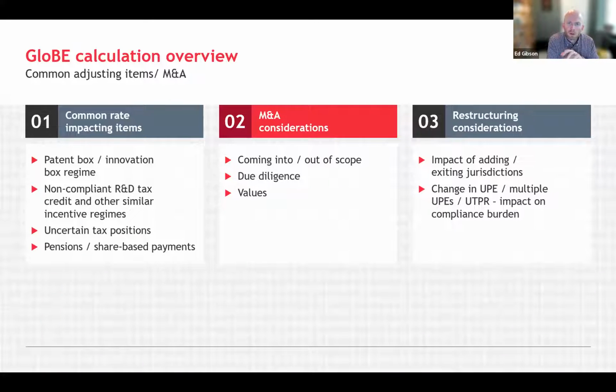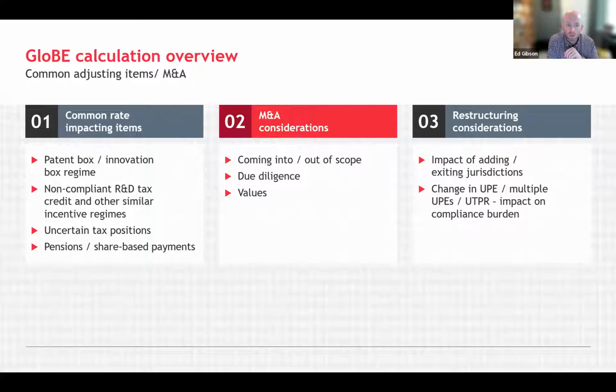The most common ones that we're seeing at the moment are things like patent box. So the UK patent box is something that would drag down the ETR in the UK. That would mean that you may fall below the 15% if you've got a lot of profits sitting within the patent box. Things like non-compliant R&D tax regimes do drag your ETR down. As I say, the UK one doesn't, but if you were somewhere that did, that would have an effect.